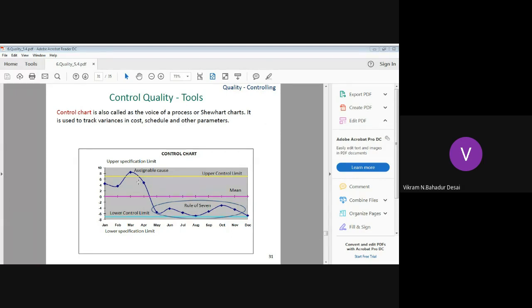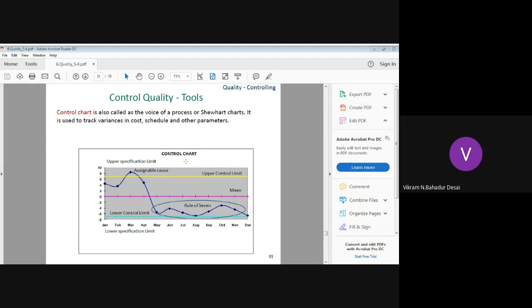So if I want to produce a 20 mm shaft diameter, my upper control limit maybe I can go up to 21, or I can go down to 19. 19 is the lower control limit. 21 is the upper control limit. So if I produce 21.1, that is going to fall outside the upper control limit.